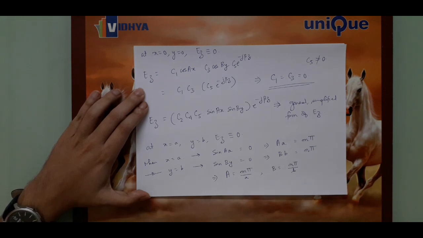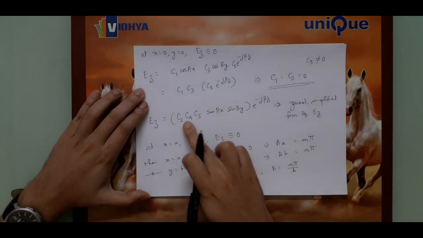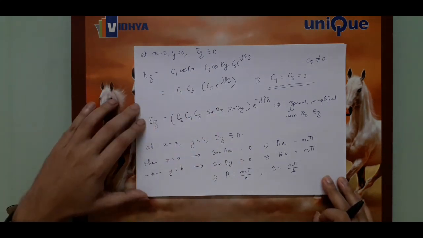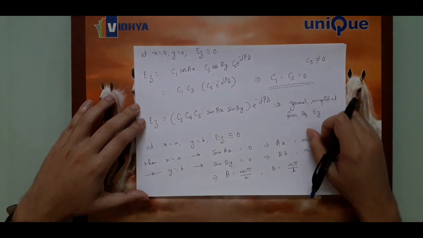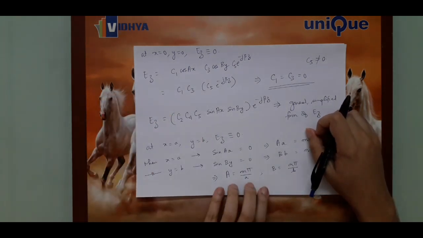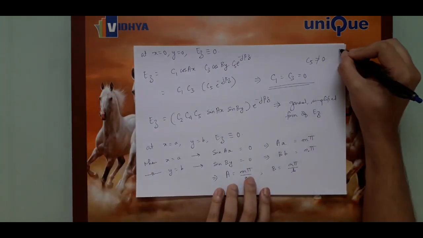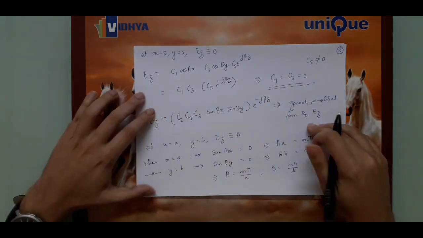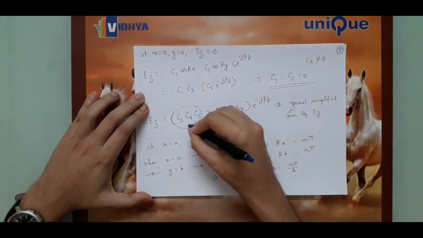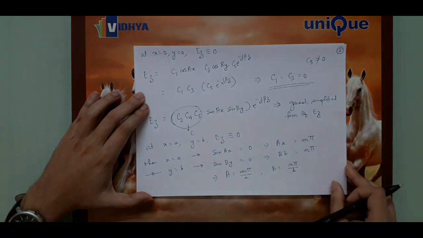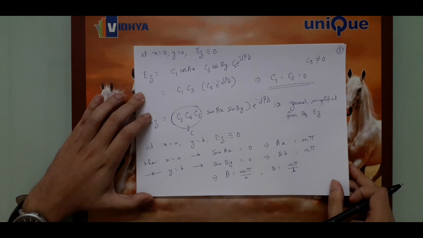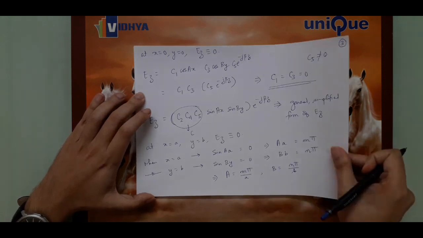Now this coefficient C2, C4, C5 is a product of three constants. So we can group them and call this one constant C. Now let us write the general form of the Ez after applying all the boundary conditions.